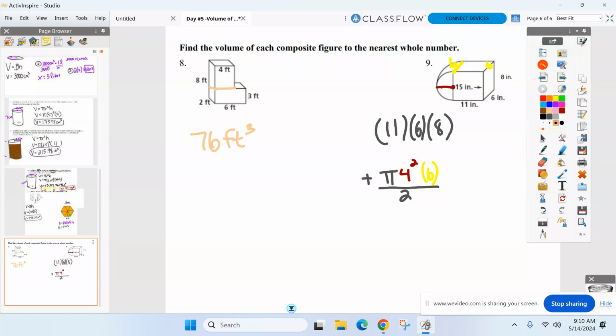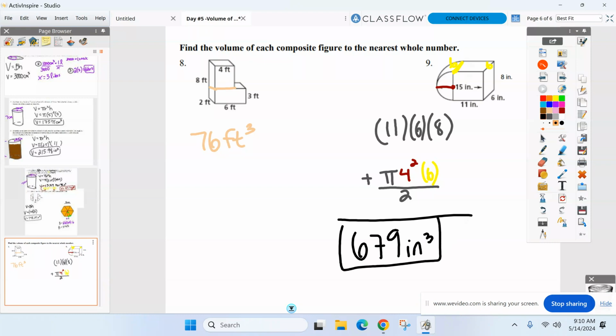Remember, it's not 8. The cylinder's not standing straight up and down here. It's on its side. So you've got to find the edge that connects the bases. And here you go. It should have ended up being 679 cubic inches. Okay? Cubic inches. Guys, I don't ask for much here. It's only 6 problems. The second part of the unit, there's not much as far as an assignment goes.